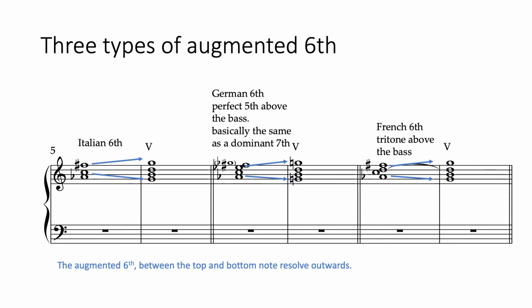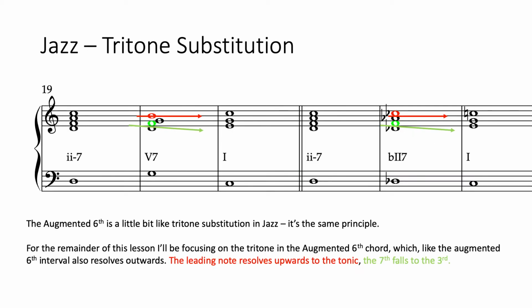So we're going to move on, and those of you that are familiar with jazz or jazz harmony will be familiar with this kind of technique because it's more or less the same as tritone substitution. A tritone substitution in jazz is where you have a 2-5-1 progression, called 2-7, 5-7, and then 1, and you replace 5-7 with flat 2-7.